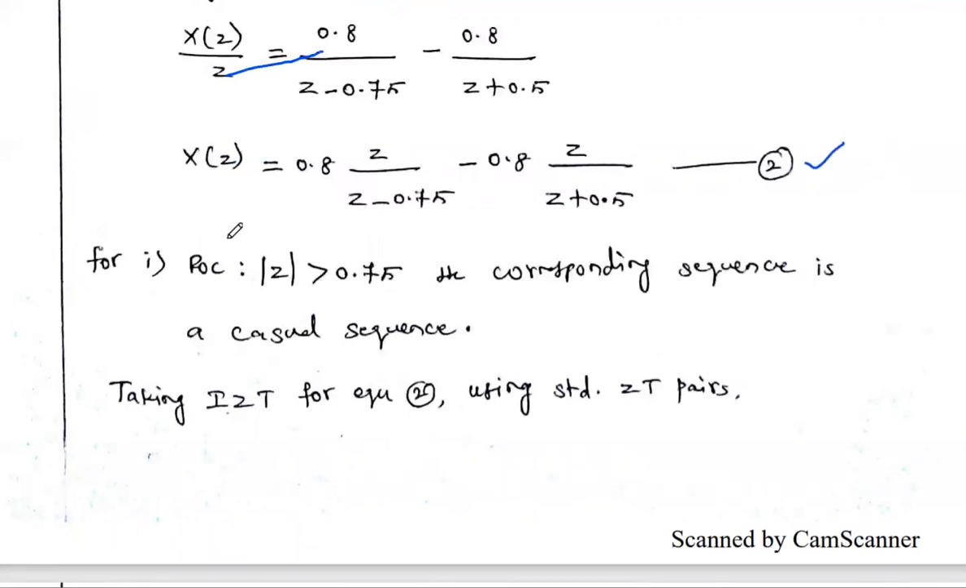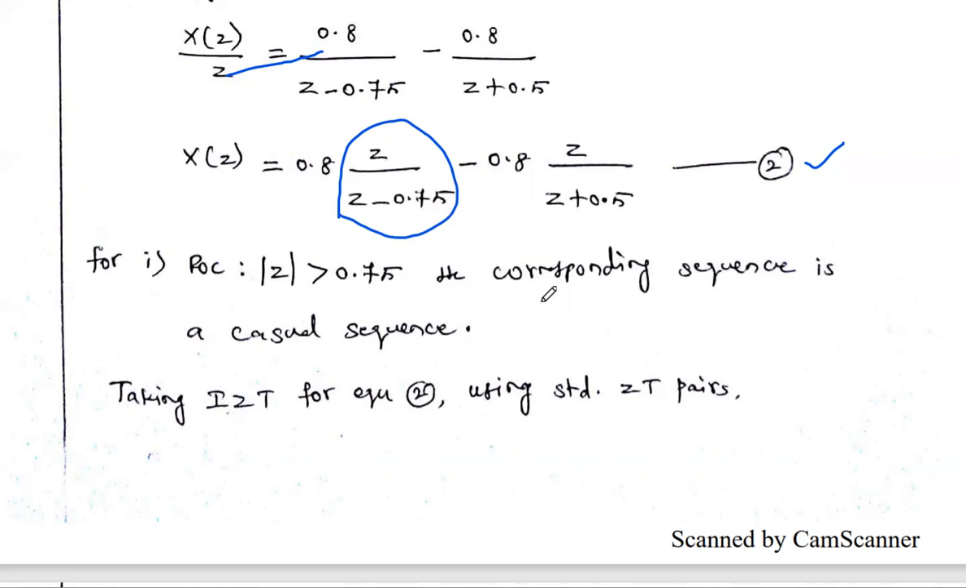Equation number 2. So using the partial fraction method, we split the X of z function into single order system functions. That is the use of the partial fraction method. After this step only, we are going to find the inverse z transform. So you see, the X of z term has the structure z by z minus some constant value a.